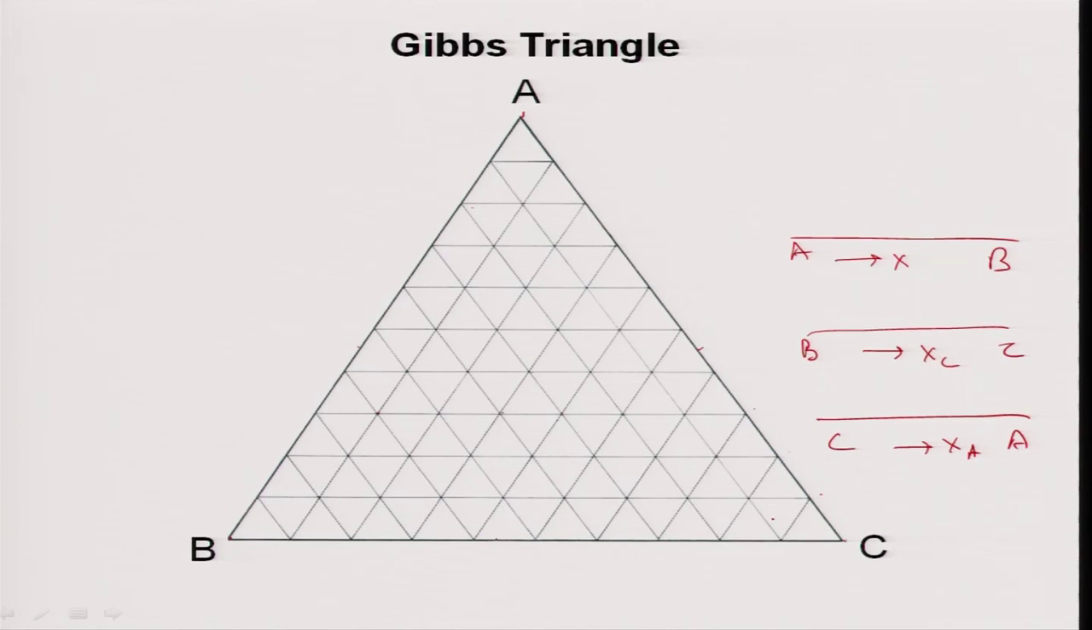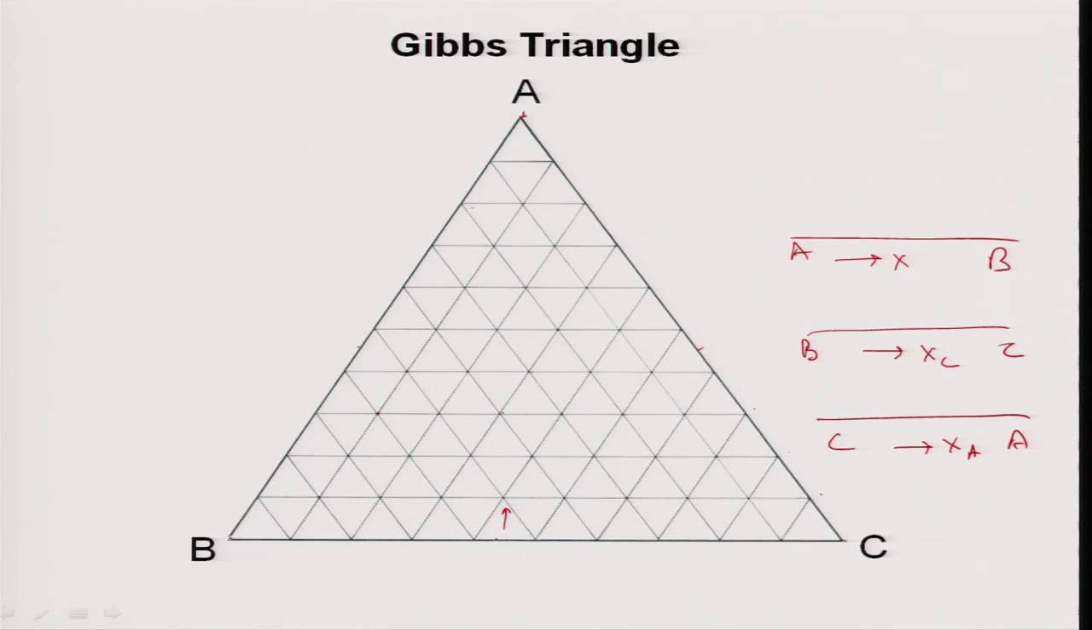So as if I go in the height direction from BC this way, each of these lines is telling me the percentage of A. Percentage of A: 10%, 20%, 30%, 40%, 50%, 60%, 70%, 80%, 90%, 100%, because this is 100% A.